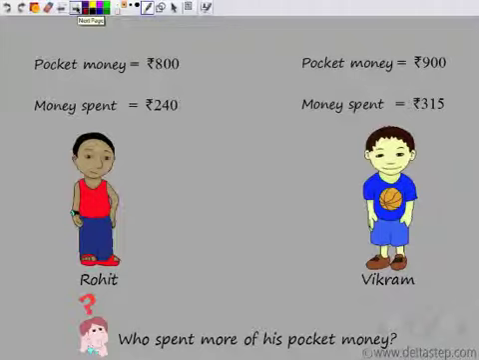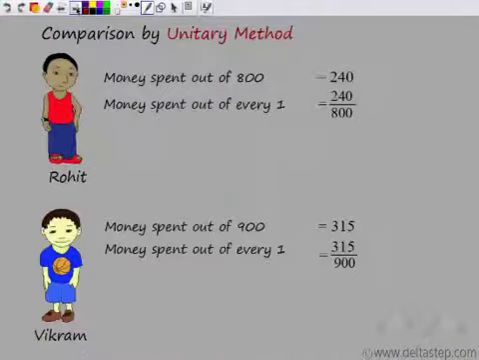Well, when we have to compare the two pocket monies, we can do that by unitary method. We know out of 800, Rohit is spending rupees 240. So we can find out of every one, that is out of a unit, which is the unitary method. So for every one, he would be spending 240 divided by 800. Similarly, we can find it for Vikram also. He was spending 315 for every 900. So for every one, he would be spending 315 divided by 900.